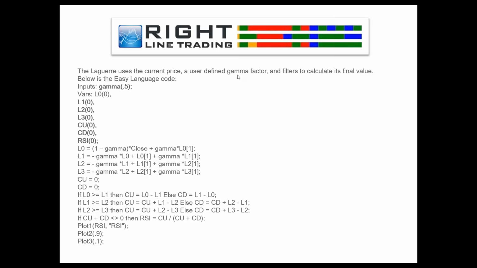Now here's the Laguerre. The Laguerre has a gamma, which modifies its sensitivity and specificity, its speed, and has multiple filters. Of all of the oscillators, it's the most modifiable. And it really has a very, very unique formula.